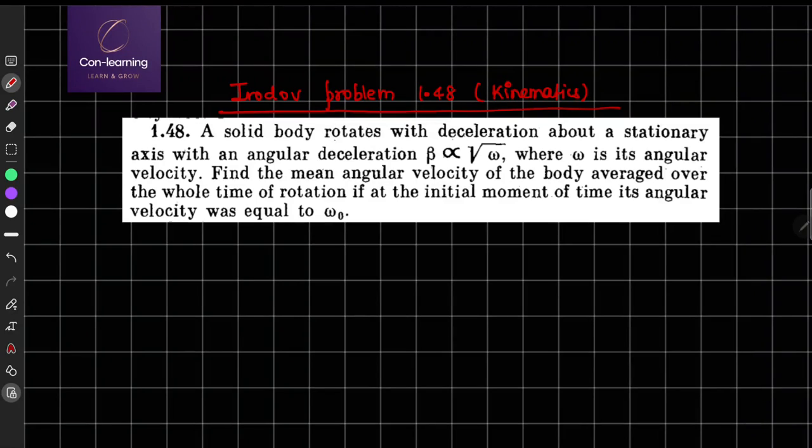Hello everyone. In this video, we are going to solve problem number 1.48 from Irodov, which is related to kinematics. Let us first read out the problem and then we will solve it step by step. A solid body rotates with a deceleration about a stationary axis with an angular acceleration beta directly proportional to the root of omega, where omega is the angular velocity.